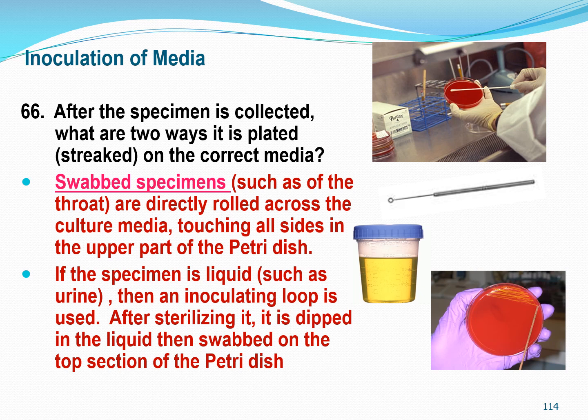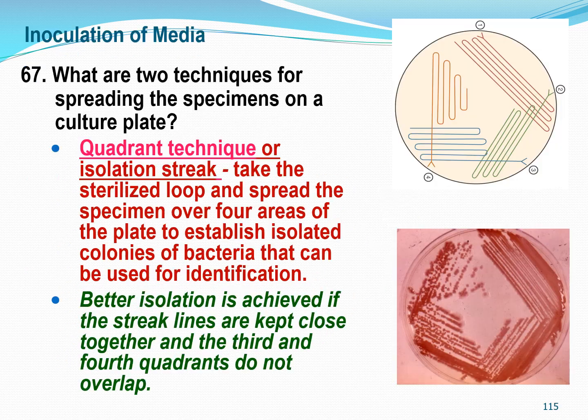If the specimen is liquid, such as urine, then an inoculating loop is used. After sterilizing it, it is dipped in the liquid, then swabbed onto the top section. Just like the picture in the far bottom right-hand side shows, you just inoculate that specimen on that top corner of that Petri dish.